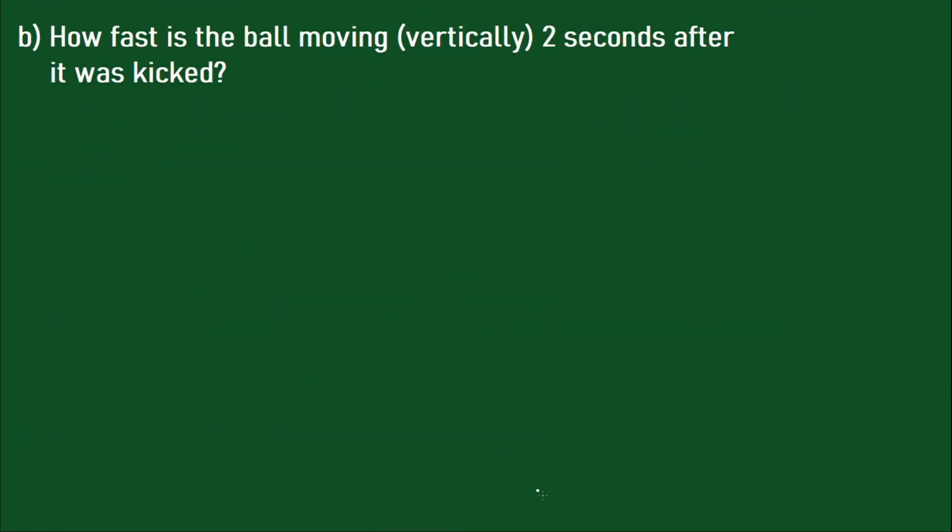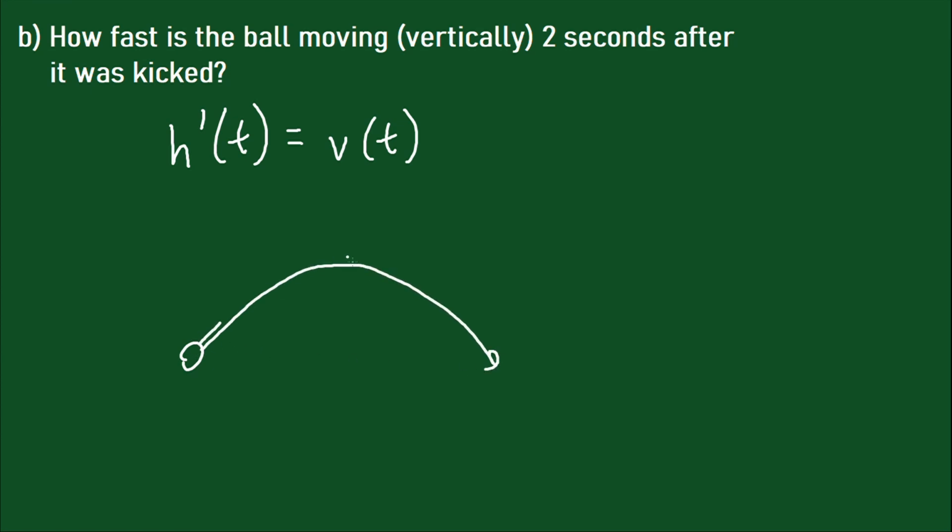Part B says, how fast is the ball moving vertically 2 seconds after it was kicked? Now this is important. The height equation we got, that's a distance that is only vertical. So if we take the derivative of that height equation, if we find h prime at t, that will give us the velocity equation, but that velocity is only in regards to vertical height. It's not actually tracking the distance the ball is going. Like if the ball gets kicked and it goes like this, it's not measuring that distance along that curve. It's only showing us the height changing as the ball moves.